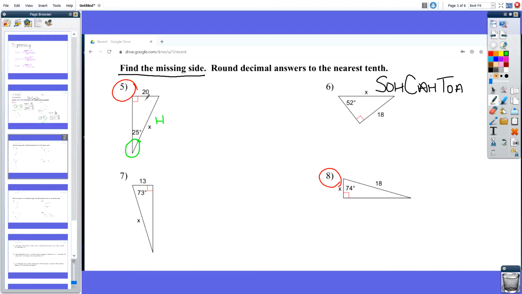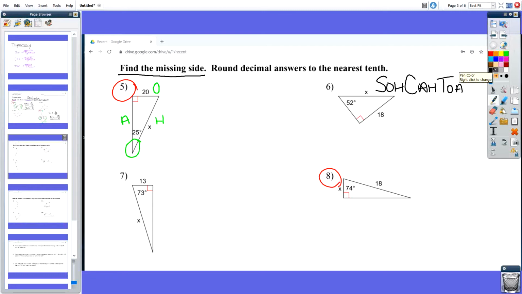My opposite side is directly across from the angle that I circled. And then my adjacent side right over there is my third side. This one's a little bit different because you don't know yet which trigonometric ratio you need to use, if you need to use sine or cosine or tangent. So that's something that we need to figure out.